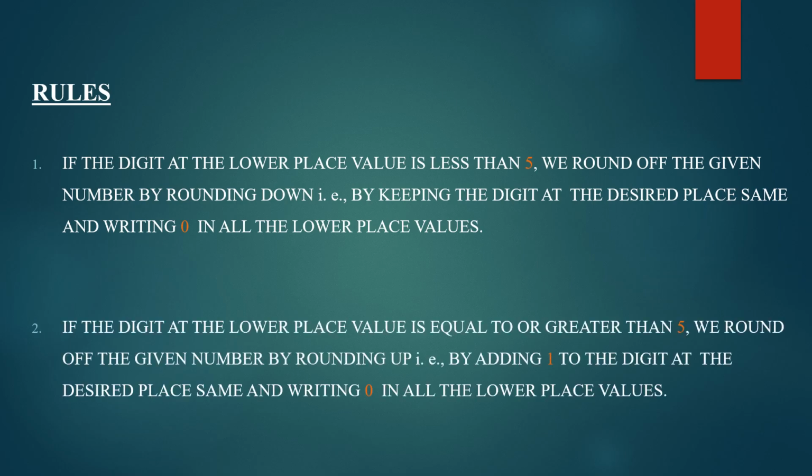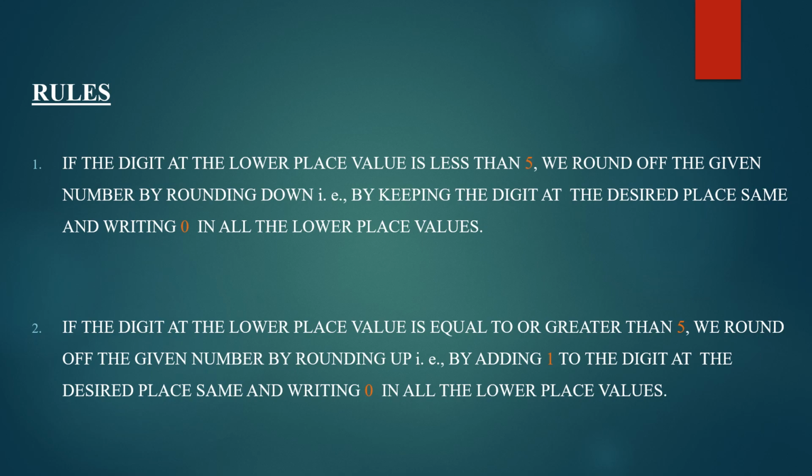It is slightly just the opposite. For example, if we take 2-digit numbers and the desired place is the tens place, and we want to round off to the nearest 10, then the digit that comes in the ones place, if it is greater than or equal to 5, the process is called rounding up. And how do we do that? By adding 1 to the digit at the desired place and writing 0 in all the lower place values.